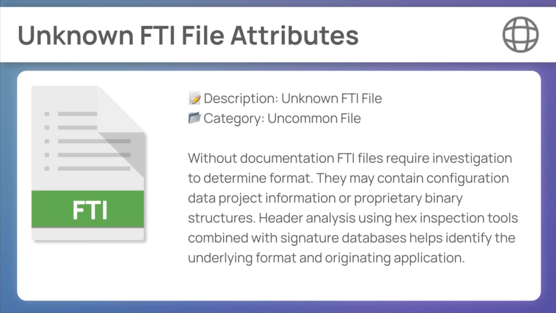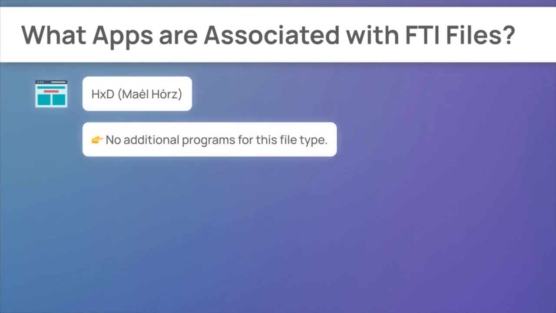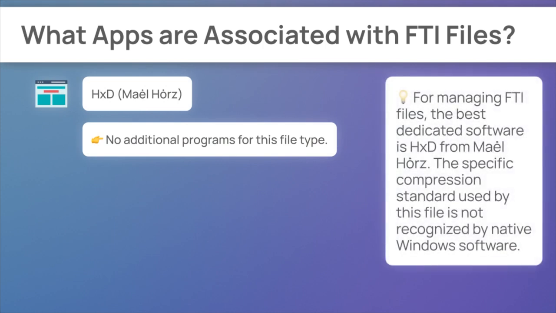Header analysis using hex inspection tools combined with signature databases helps identify the underlying format and originating application. The source application for FTI is frequently listed as HXD from Mael Hertz. The specific compression standard used by this file is not recognized by native Windows software. Windows cannot interpret defunct formats, so restoration apps or converters must be used.